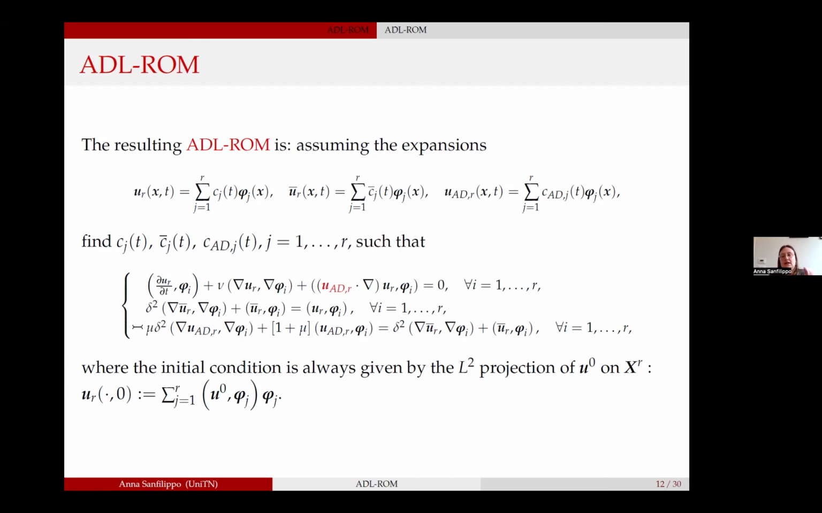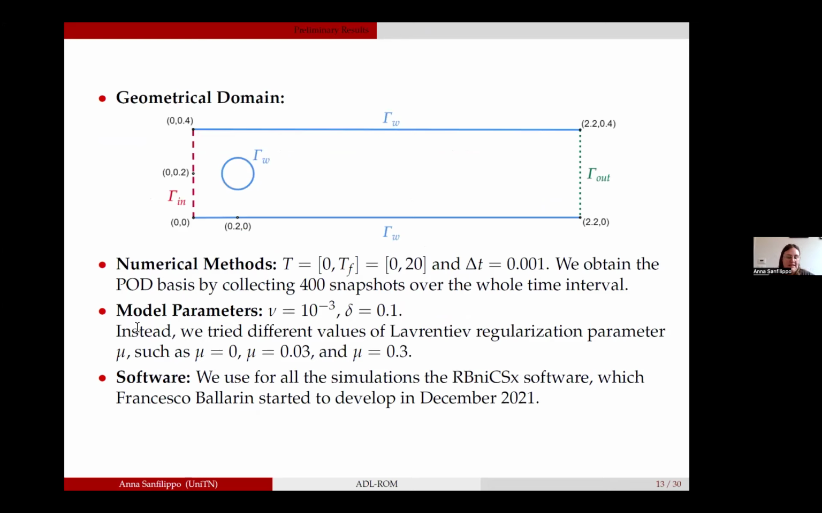So we studied that both the running times and the speed up numbers, that are basically the numbers you use to understand how much quicker the G-ROM, or in general the ROM solution, is in comparison with the finite element solution, are very similar for G-ROM, ADL-ROM, and L-ROM. So now some results.